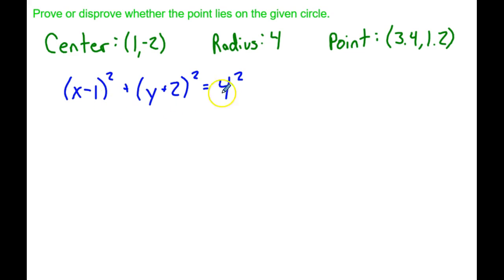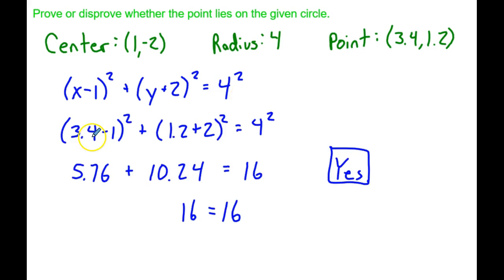4 squared. Now that we have our equation, we're going to take this point, 3.4, 1.2, substitute 3.4 in for x, substitute 1.2 in for y, simplify to see if the left side of our equation is going to equal the right side. So after we substitute those values in, 3.4 minus 1 would be 2.4. If we square that, we get 5.76. 1.2 plus 2, we get 3.2. If we square that, we get 10.24, and then equal to 4 squared, which is 16.